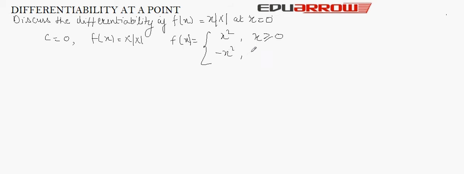Let us see through an example. In this example, we have to discuss the differentiability of the given function, x mod x, at x equal to 0. So here c is equal to 0 and f(x) is equal to x mod x. So f(x) is equal to x square when x is greater than or equal to 0, and minus x square when x is less than 0.